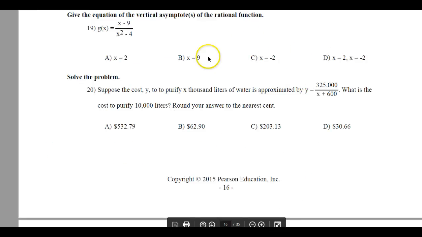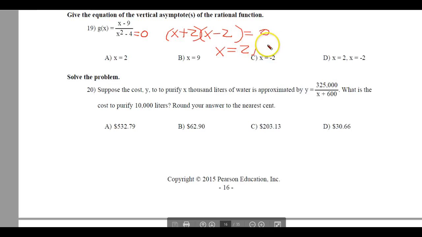And how about an easy one? Again, they're asking us what would be our vertical asymptotes. Well, just take our denominator, equal it to 0. This factors into its conjugates. So x equals 2, x equals negative 2. And that's our answer.